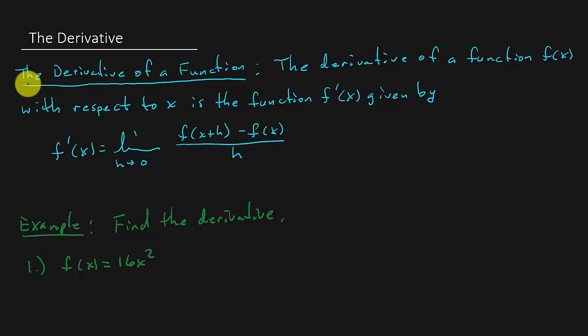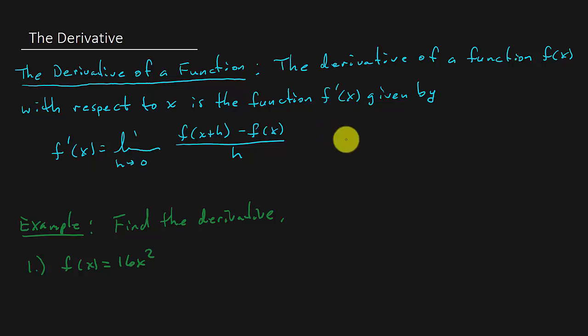So the derivative of a function. The derivative of a function f of x with respect to x is the function f prime of x. This notation we'll use for the derivative, given by f prime of x is equal to the limit of f of x plus h minus f of x over h as h goes to 0. Now, this f prime of x is some notation for the derivative.